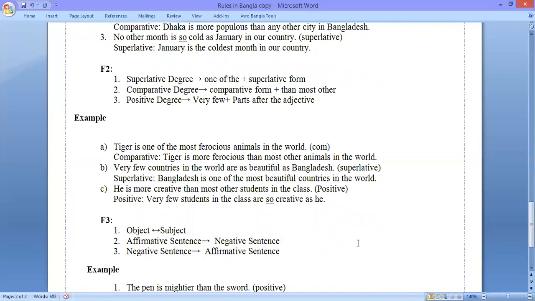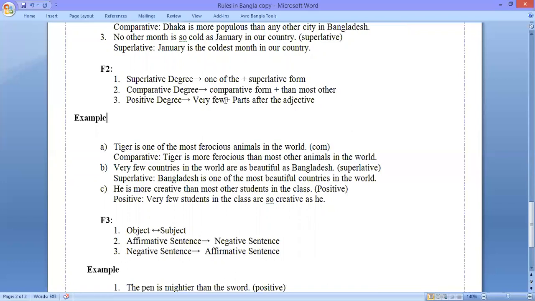If you look at number B, we can see that very few countries in the world are as beautiful as Bangladesh. We can see it has come from here, so "very few". If you want to make this superlative, we need to use "one of the". So the solution is: Bangladesh is one of the most beautiful countries in the world.